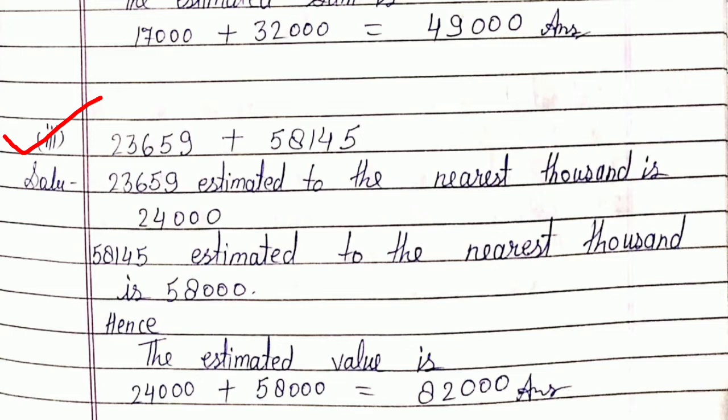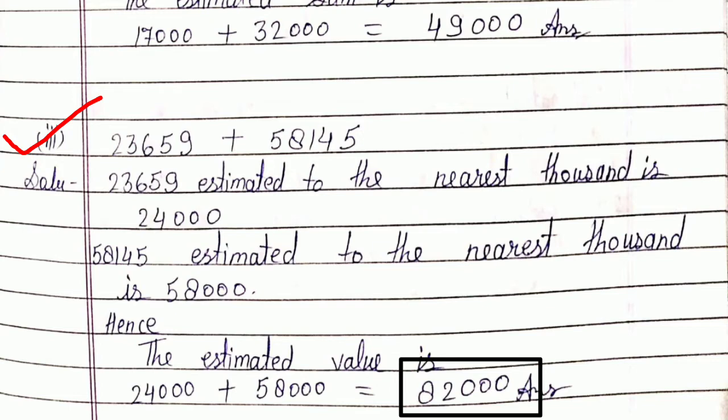Now the next part is part number 3. 23,659 plus 58,145. We want to find out the estimated sum. So for this, first we round off the first number. 23,659 estimated to the nearest 1000 is 24,000, and 58,145 estimated to the nearest 1000, that is 58,000. Hence the estimated value will be 24,000 plus 58,000, which is equal to 82,000.